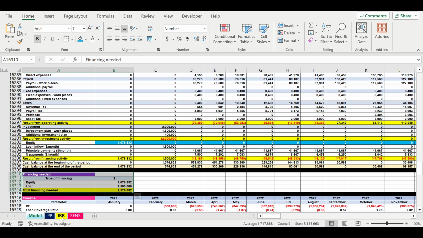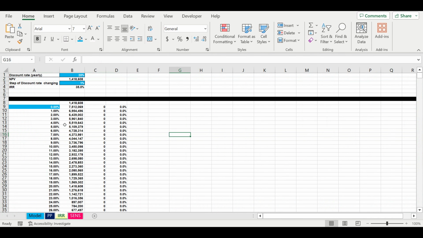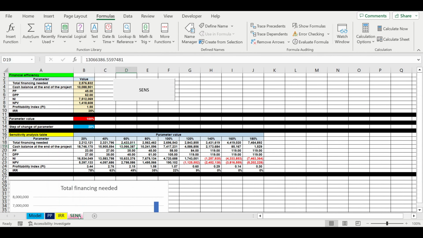Now we are moving to Internal Rate of Return tab. In this cell, we specify the level of discount rate. Here we have two more parameters. One of them is a discount rate count. The second parameter is a starting discount rate value. Then we move to the next tab.